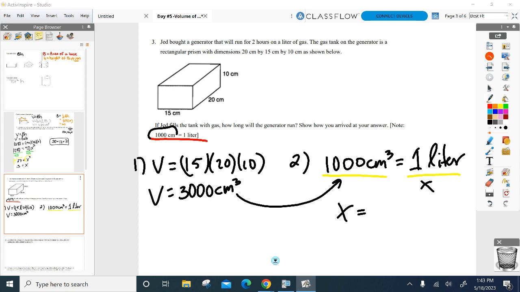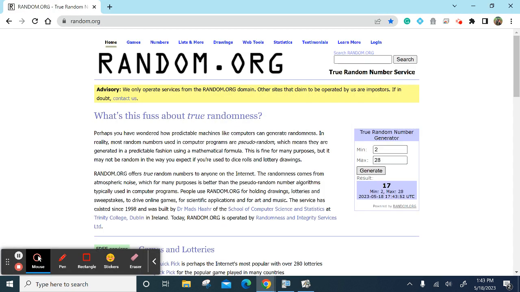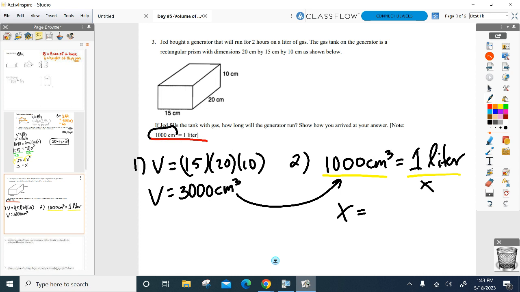How many liters in this generator can I put in? How many liters? 17! 3 liters. Now how many hours can it run? Take it next level now. How many hours is this bad boy going to run?